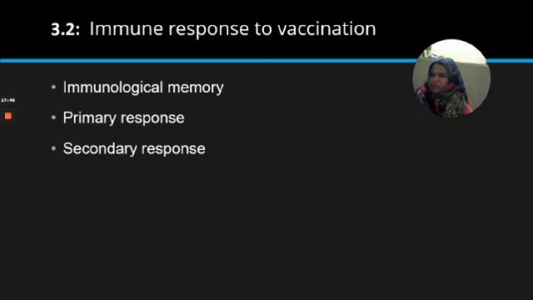What is the primary response? When a pathogen is encountered for the first time, it takes time for the antigen to be identified by the B lymphocyte. The antibody is produced by the plasma cell. The secondary response is when the same pathogen is encountered a second time, and the memory cells identify it.